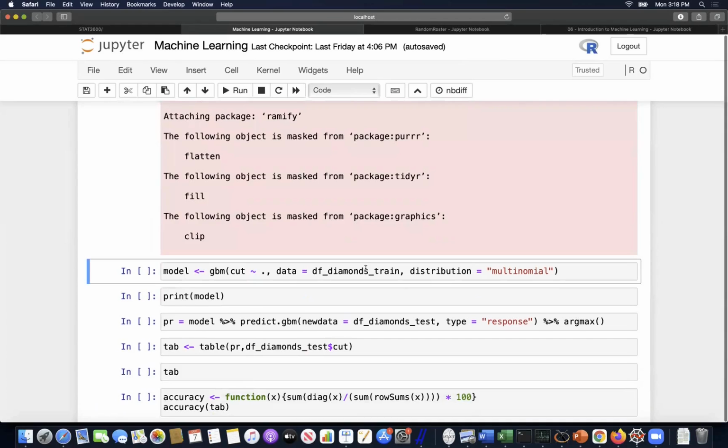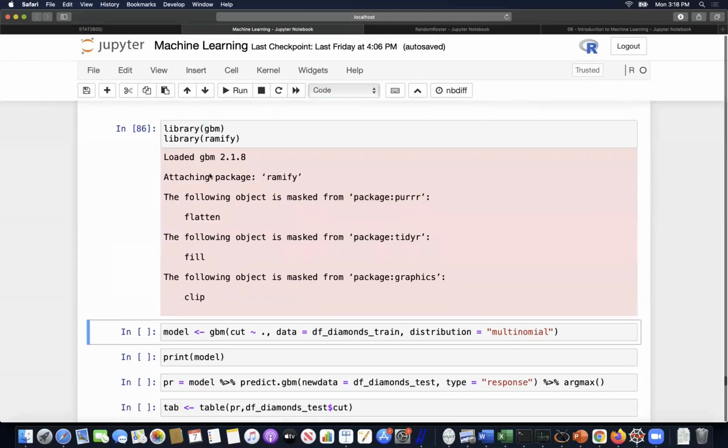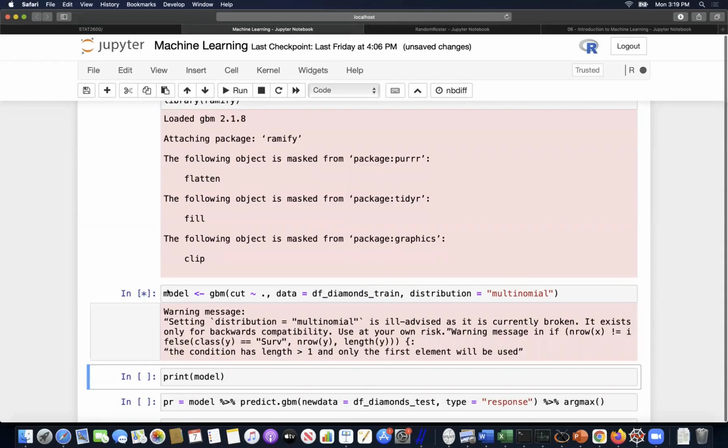The library that you can find this method in is GBM. What I just explained is for 2 classes. You can generalize that method for multiple classes. It's going to be much harder, but it's doable. You can generalize that to multiple classes because in our diamonds data, we have 5 classes. We have 5 categories for our cut variable. That's why we need to specify the distribution. This one is going to take some time.